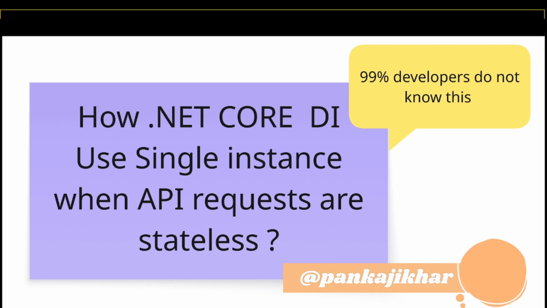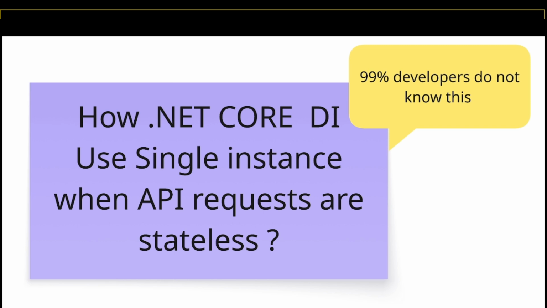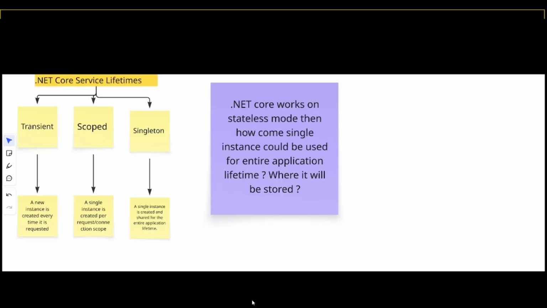Let's look at the question which is puzzled by 99% of .NET developers. How does .NET Core dependency injection use a single instance when API requests are stateless? So basically, .NET Core is stateless. That means the current request knows nothing about the previous request. Then how come my API knows whether the request was created earlier or not? Interesting, right? So let's check what the .NET Core service lifetimes are.